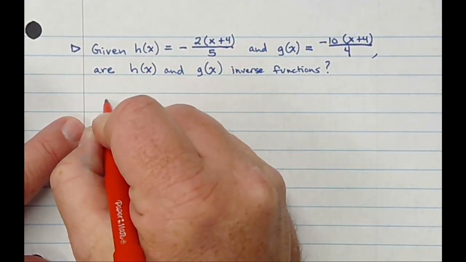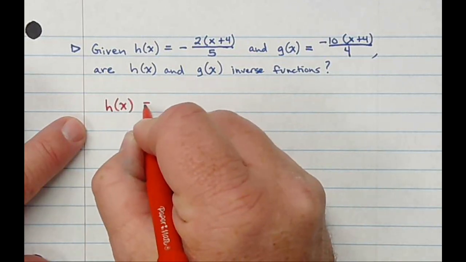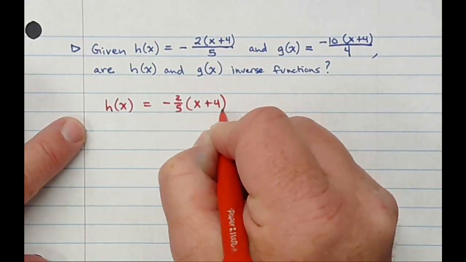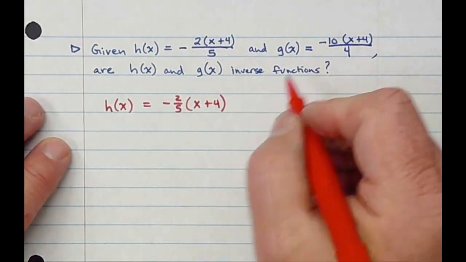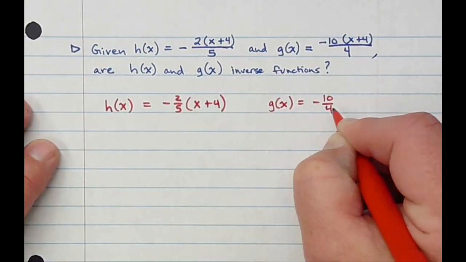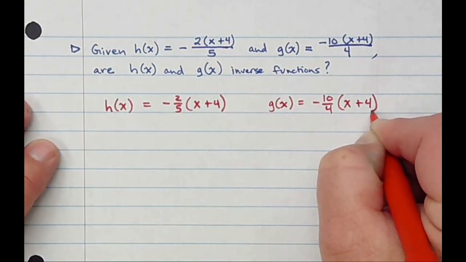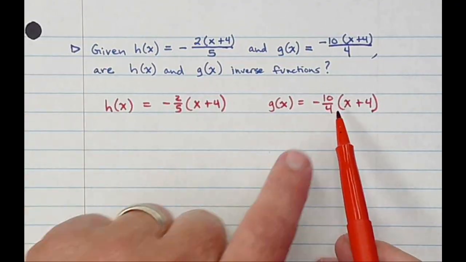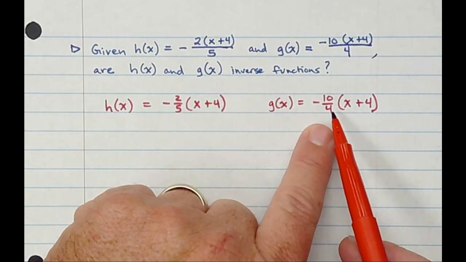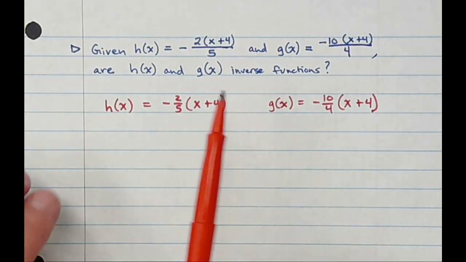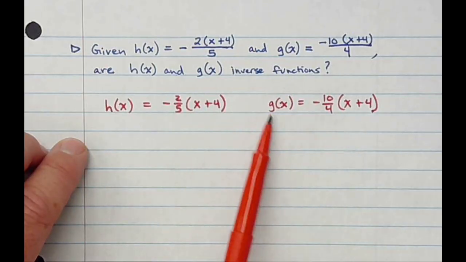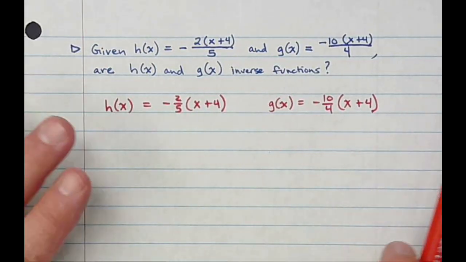So for h of x, I can rewrite that as simply negative 2/5 of x plus 4. That's a lot easier to read for me. And for g of x, I'm going to rewrite it as negative 10/4 of x plus 4. Now, if I need to, I can go ahead and clean up my fractions. I'm going to leave them as they are for right now to show you what we're actually testing here: are these two functions inverses of each other? Does one of these functions undo the other is really what we're asking.